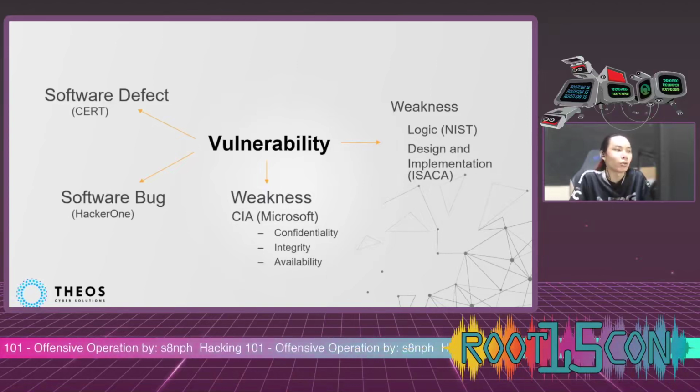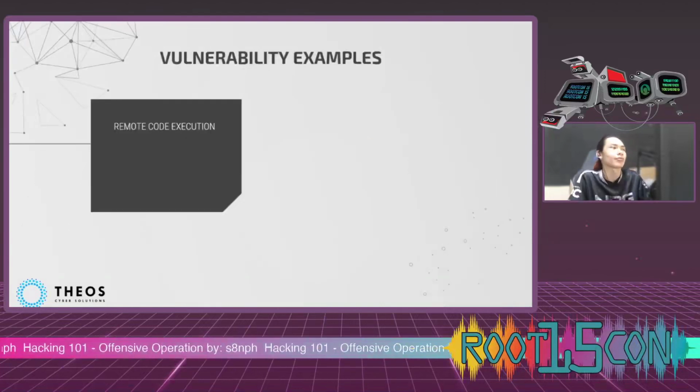It's also the same definition. It's also a weakness according to NIST, but it's a weakness in logic, and as per ISACA, it's a weakness in design and in implementation of an application. So there are a lot of types of vulnerabilities that you'll encounter sooner or later. But the most common ones are going to be presented here.